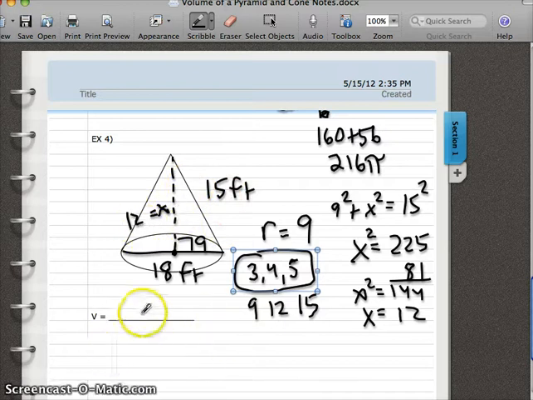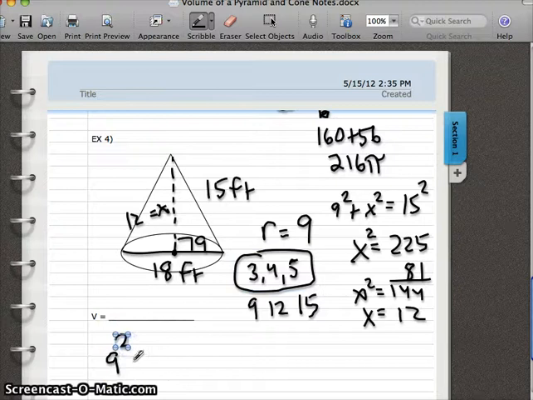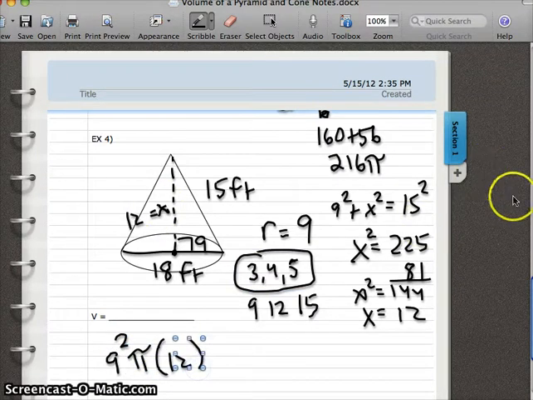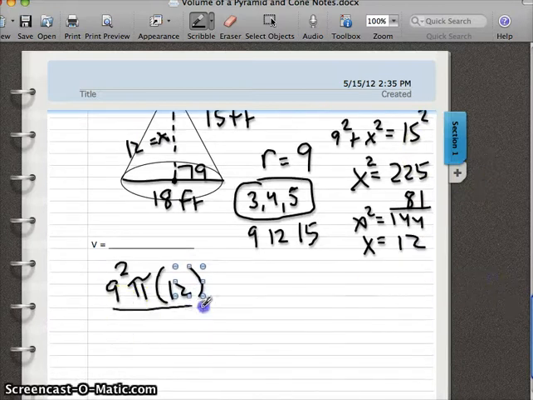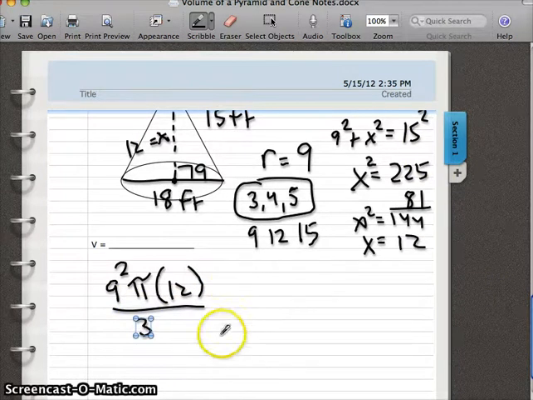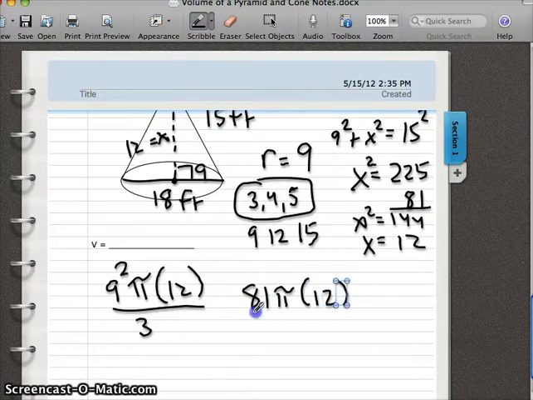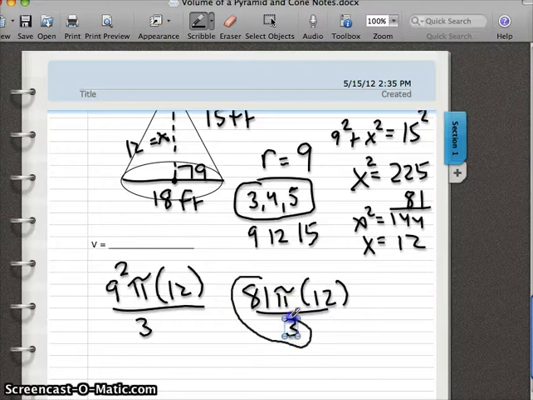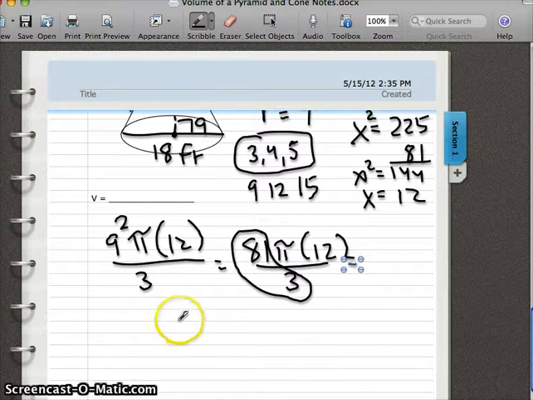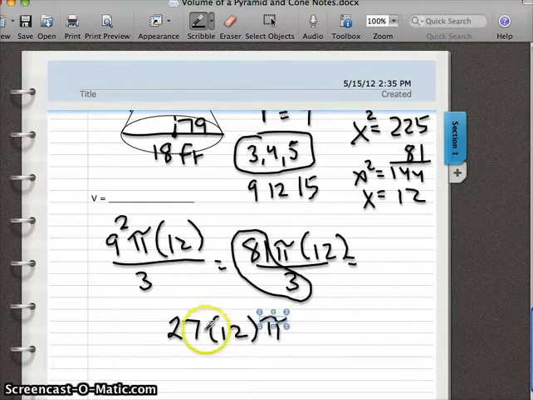We find the area of our base, that's the area of the circle. R squared is 9 squared times pi. And we finally got our height. Divide by 3 because we're talking about a cone. 9 squared times pi again is 81 pi times our height of 12 divided by 3. Simplifying this will help. 81 divided by 3 is 27. We still got to multiply by 12 and we still got pi. So we can't really simplify any more than this. We got to just go for it.